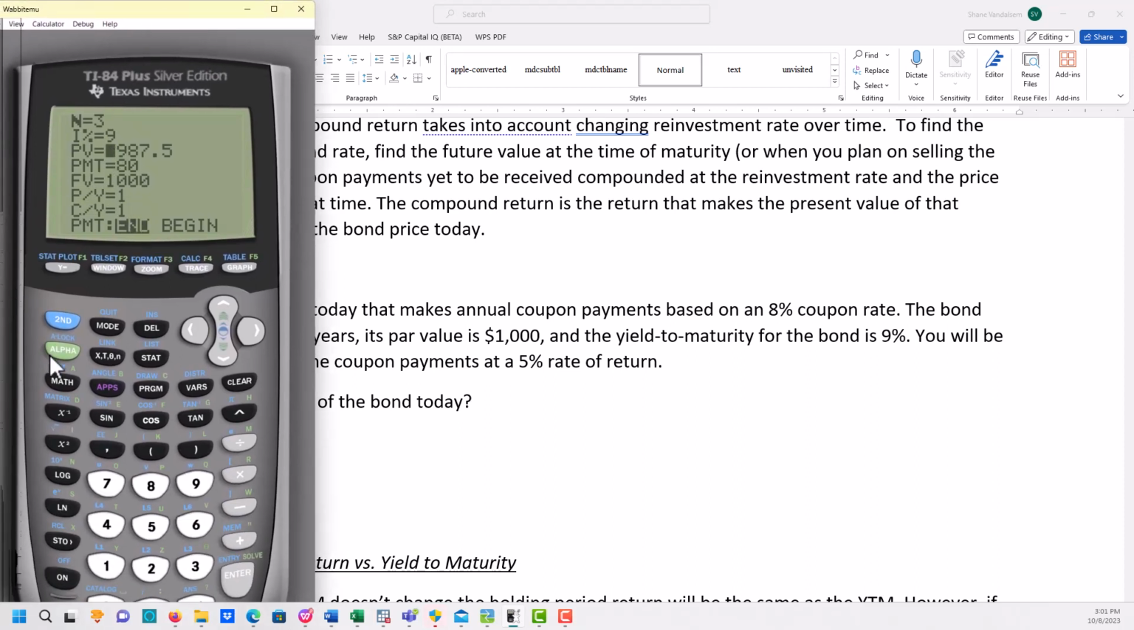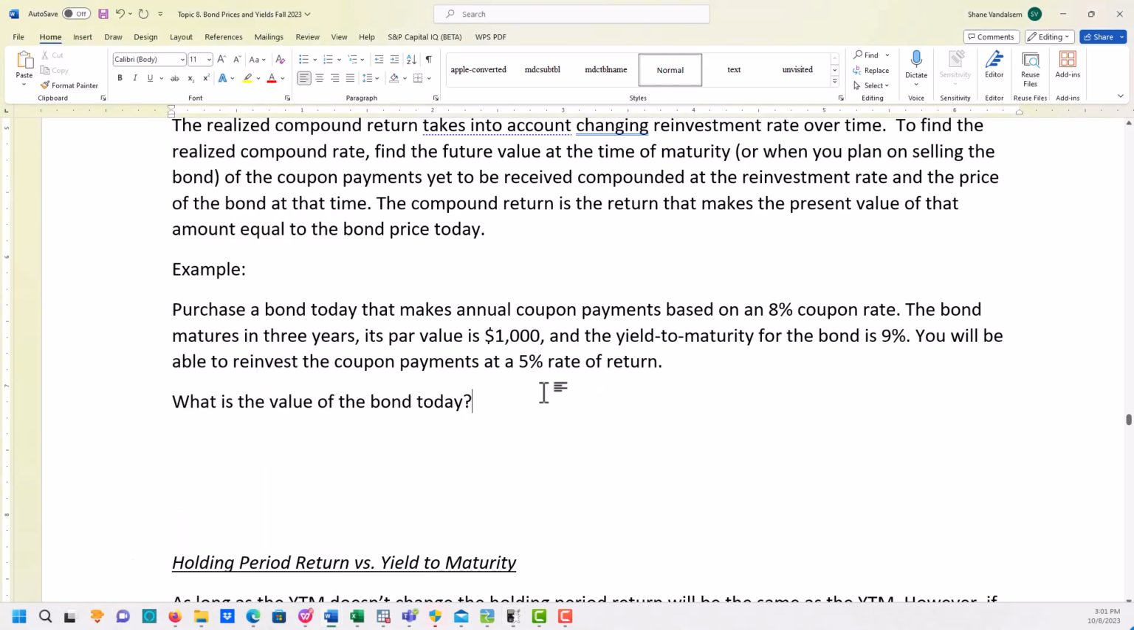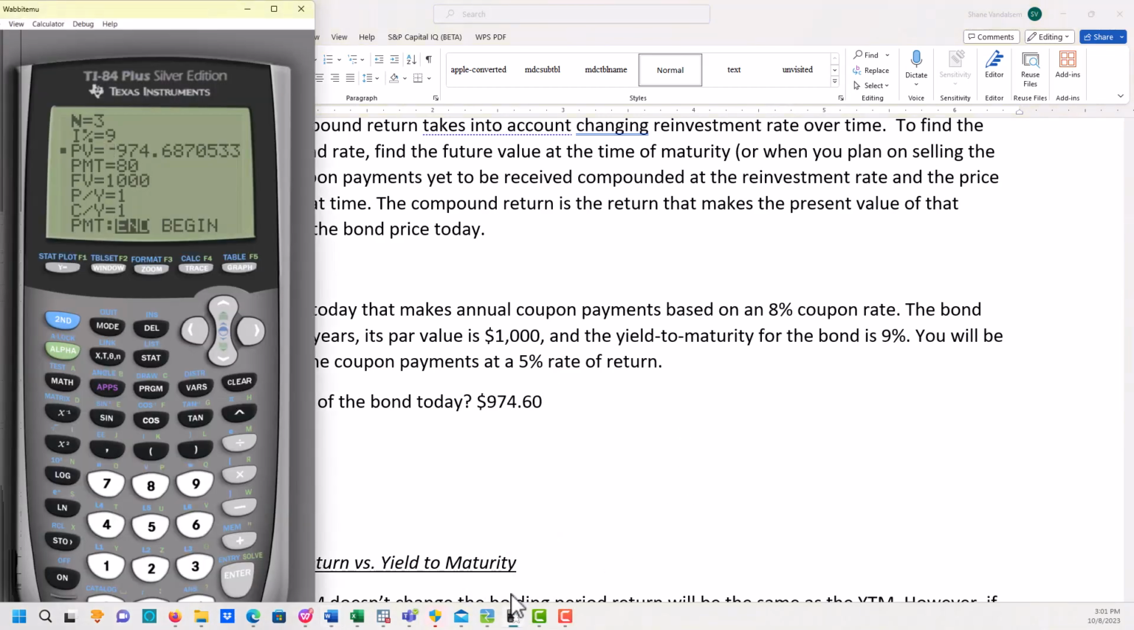And so my present value is going to be alpha, and then enter. I'm going to pay $974.69 for this bond today. Oh, 69, sorry.